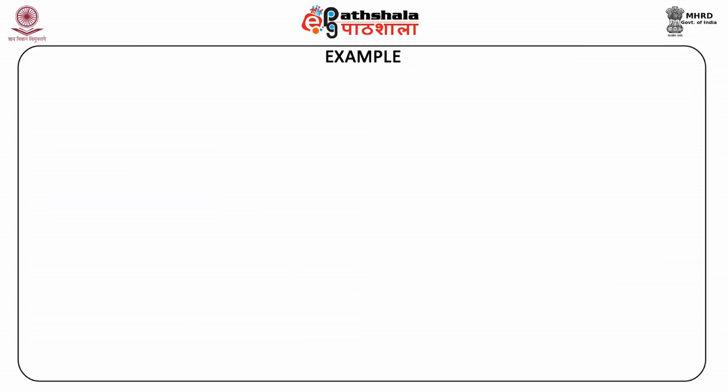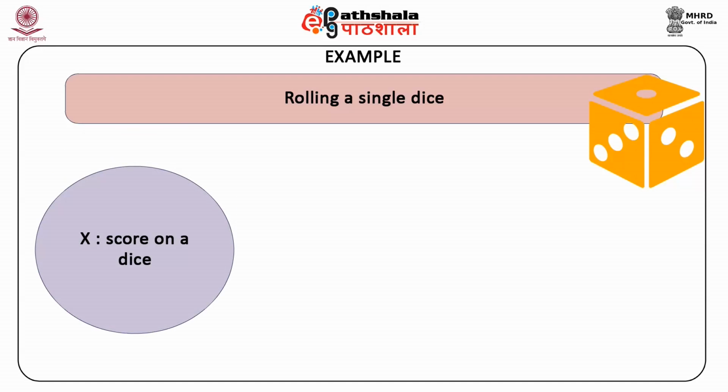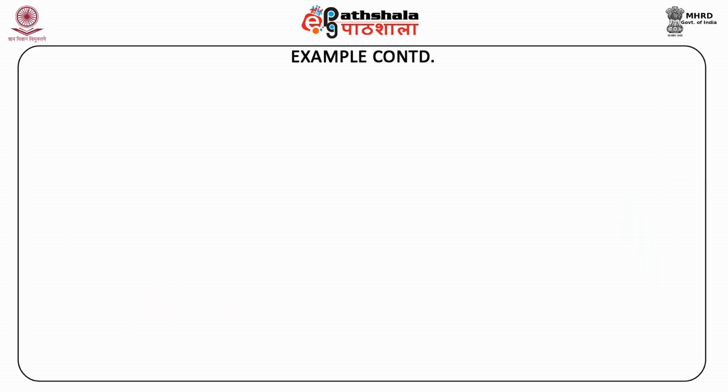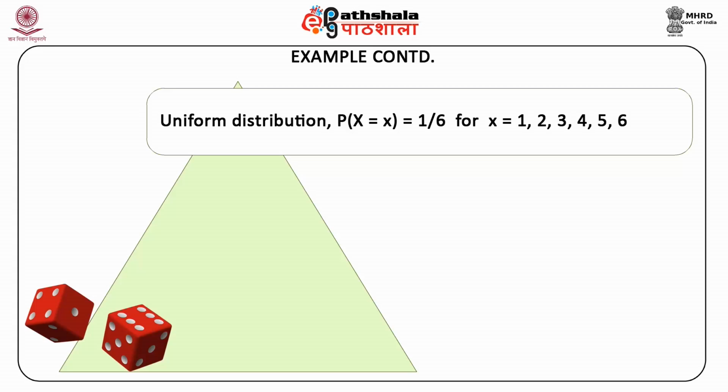Let us consider another example. Rolling a single die, let the random variable x be the score of the die. Find the probability that the die will land on a number that is smaller than 5. Also, find the expected value of the distribution. This is a case of uniform distribution where each possible outcome is equally likely to occur. Then we have a uniform distribution where p of x equal to small x is equal to 1 by 6, for x varying from 1, 2, 3 up to 6.